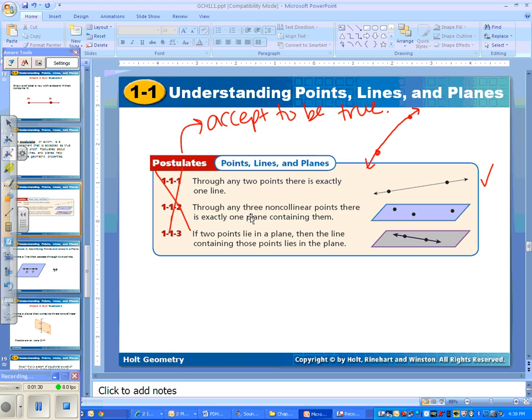What about this other one? Through any 3 non-collinear points, there's exactly one plane containing them. So there's a lot of vocab in this. Non-collinear: non means not, co means together, linear means line. So non-collinear means points that are not on the same line. So if I have 3 points that are not on the same line, boom, boom, boom, I can't draw one straight line. A line is always straight.